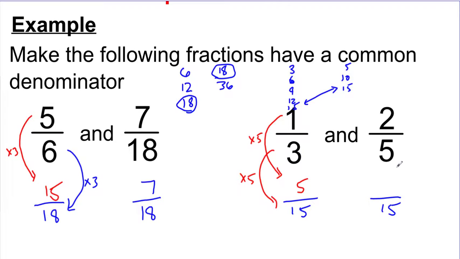I'm going to do the same thing over here. I'm going to turn 5 into 15. That's times 3. That means I need to do 2 times 3 as well. So 2 times 3 would give me a 6. So 5/15ths and 6/15ths mean the exact same thing as 1/3 and 2/5, but now they have the same denominator. And again, we're going to use that in the next video when we start adding and subtracting fractions. But for right now, the only thing we're going to work on is making sure we can use equivalent fractions and least common multiples in order to make this change.